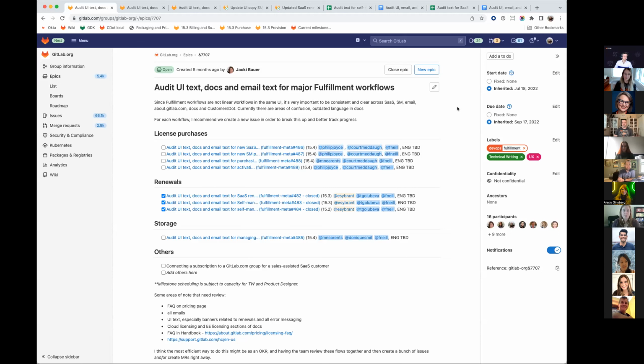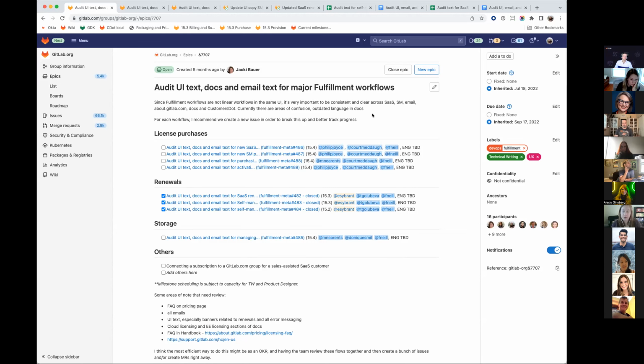Today I wanted to talk about the recent UI copy audits that we did around some of the fulfillment workflows, and specifically the ones that I was involved in were around the fulfillment renewal flows. I thought it was sort of an interesting process, and I wanted to talk a little about how we went about it, and some of our major learnings throughout the process.